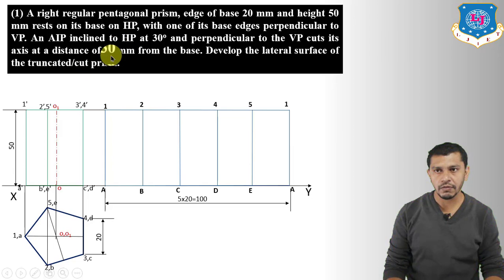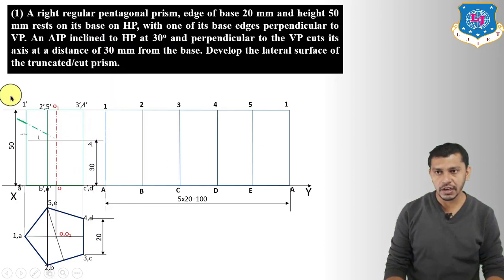So first of all, we have to take the cutting plane, and here the cutting plane is AIP, that is auxiliary inclined plane, inclined to HP at 30 degrees and perpendicular to VP, and cuts its axis at a distance of 30 mm from the base. So first of all, measure this distance of 30 mm from its base. Now draw the cutting plane line, inclined at an angle of 30 degrees and passing from this point, which is the intersection point of the cutting plane and the axis.